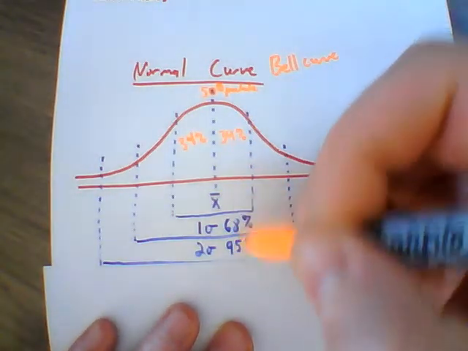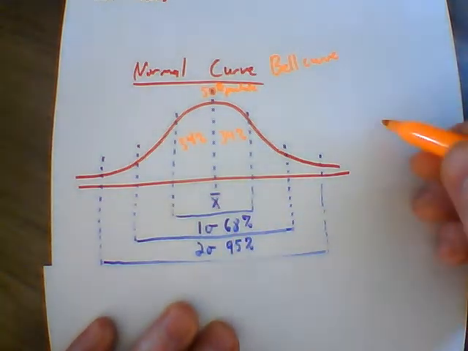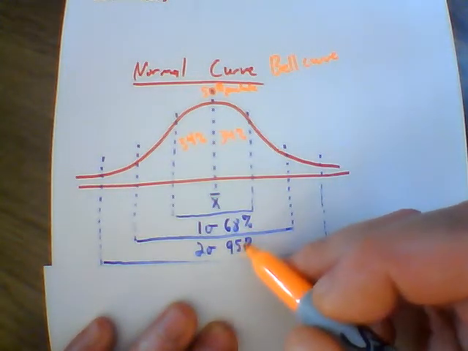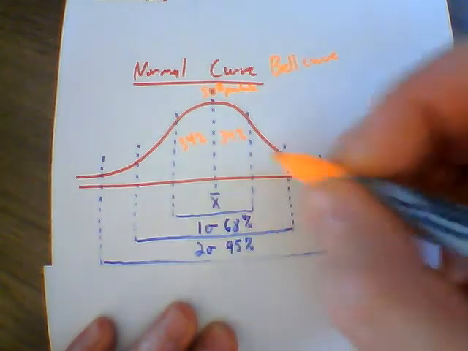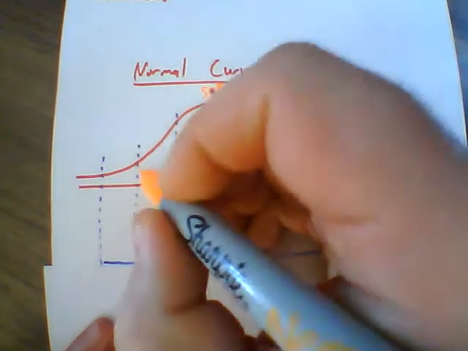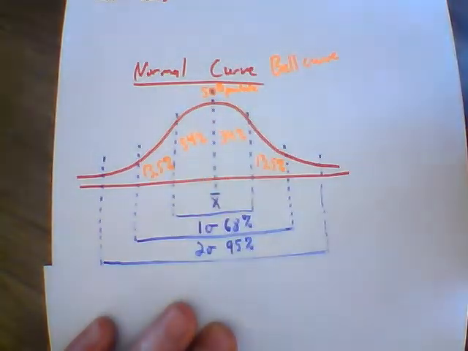When we talk about 95%, if I take this 95 and subtract off the 68, 95 minus 68 leaves me with 27. So that means there's an additional 27% added on the outside. If we take 27% divided by 2, we see that 13.5% is in each of these categories.